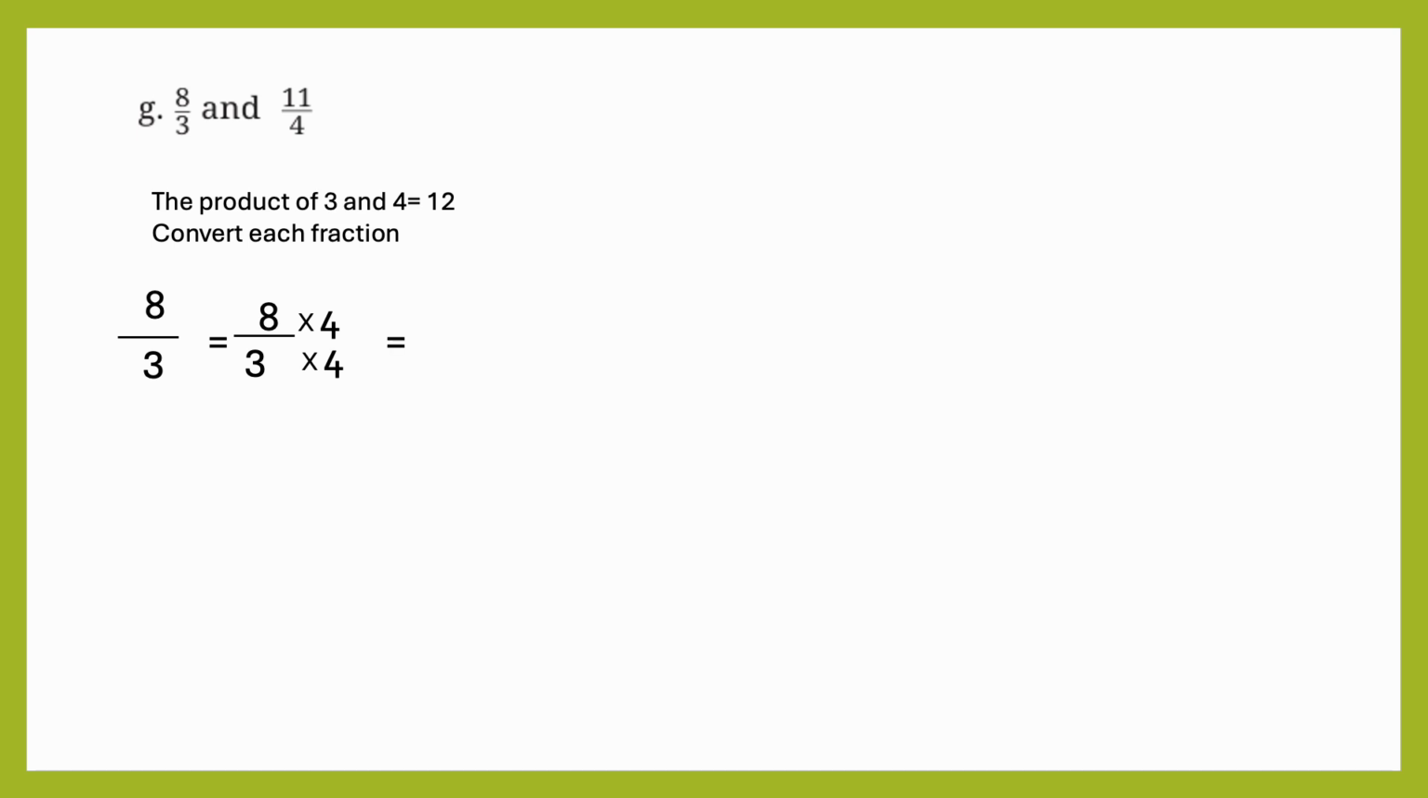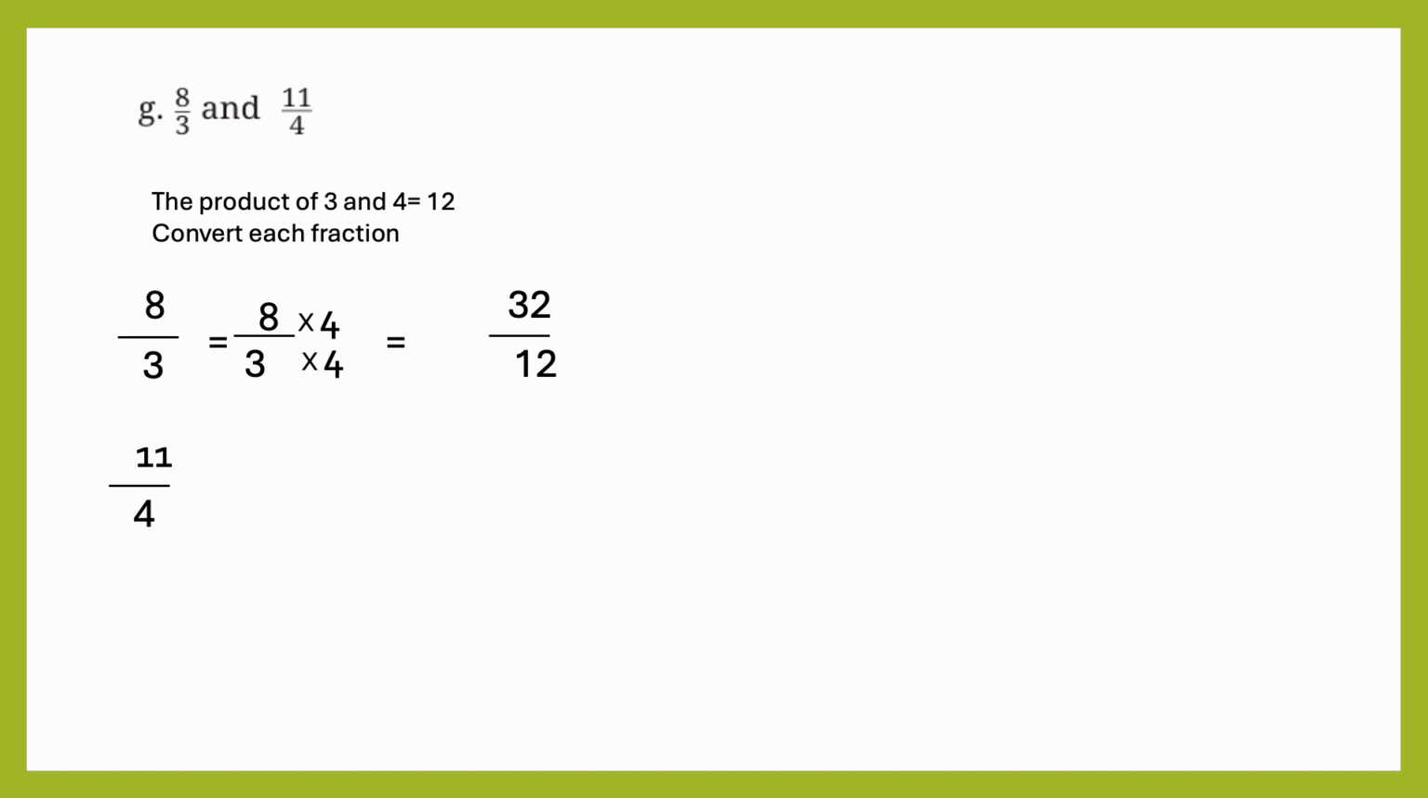Next one, 8 by 3 and 11 by 4. Here the product of 3 and 4 is 12. Convert each fraction. Convert 8 by 3 such that the denominator is 12. See, 3 into 4 is 12, so multiply both numerator and denominator by 4. 8 into 4 is 32, 3 into 4 is 12.